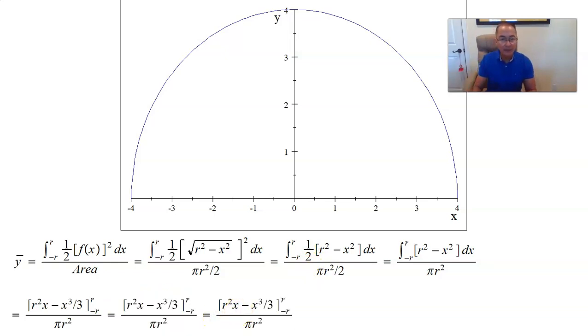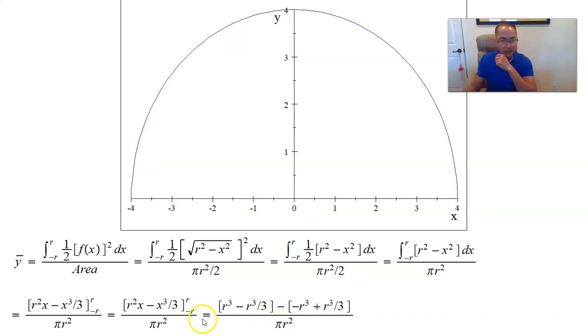It's not that hard. So r squared times r, which is r cubed, and r cubed over 3. So that is for positive r, and then minus, we have to do the same thing for negative r. So we'll copy that over here, and at negative r, you get negative r cubed. Watch those minuses, they bite. And then minus r cubed, so that's going to be plus r cubed.